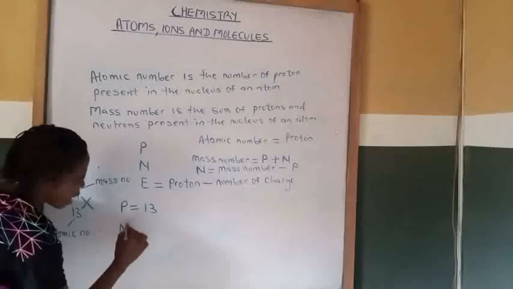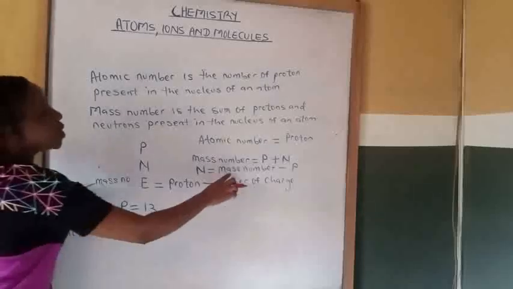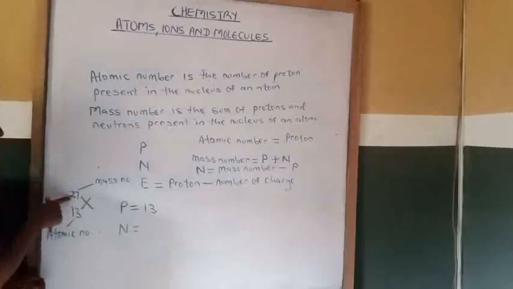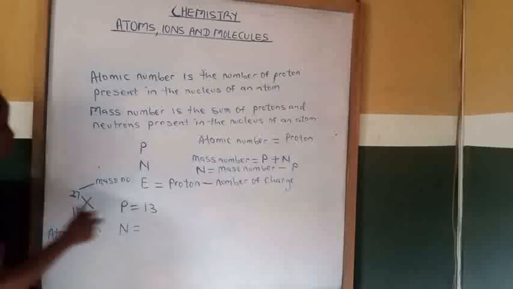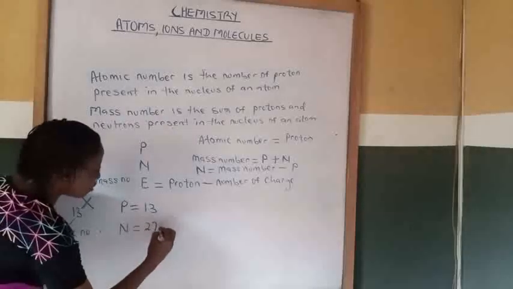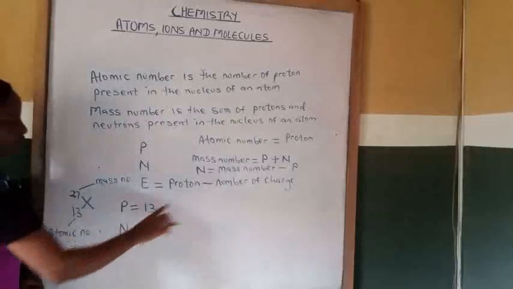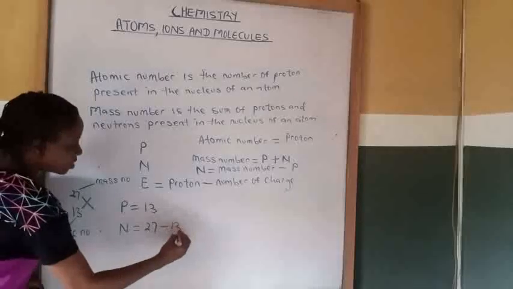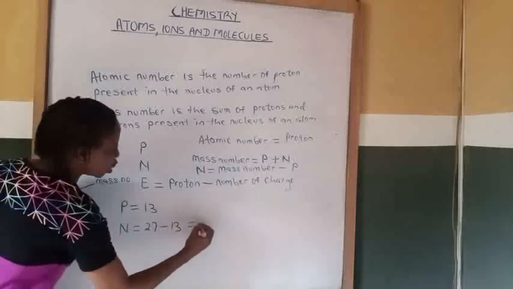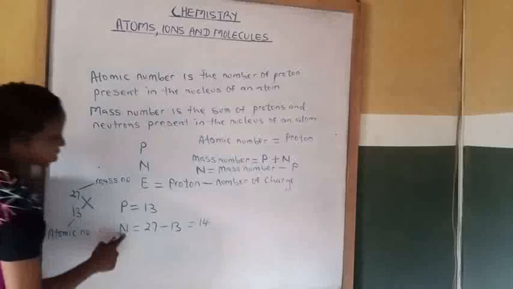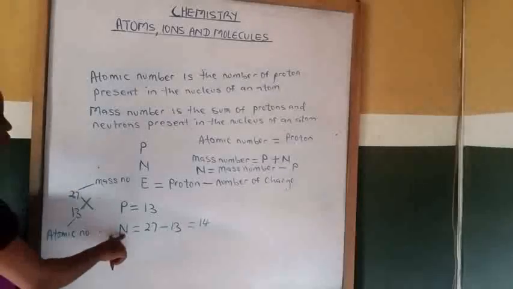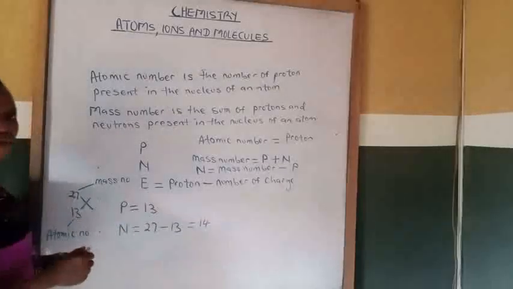Now to find the number of neutron, neutron will be our mass number. Then the mass number of element X is what? Is 27 minus the number of proton, equal to 13. So 27 minus 13 will give us 14. So which means that the number of neutron equal to 14.